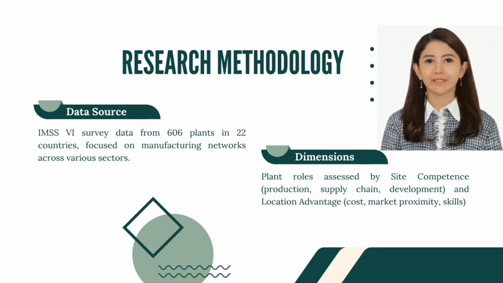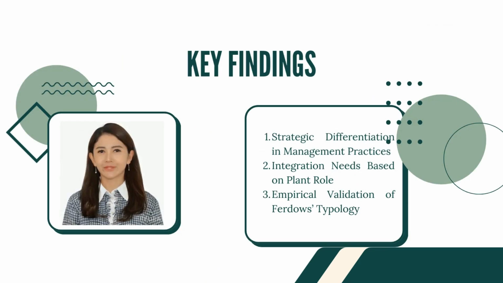1. Site competence includes production, supply chain, and development-related competencies. 2. Location advantage considers access to low-cost resources, proximity to markets, and access to skills and knowledge. Strategic differentiation in management practices. Plants with greater strategic responsibilities, e.g., star plants, have higher autonomy in decision-making, whereas plants with operational roles, e.g., replaceable plants, show reduced autonomy and less engagement in interplant coordination.